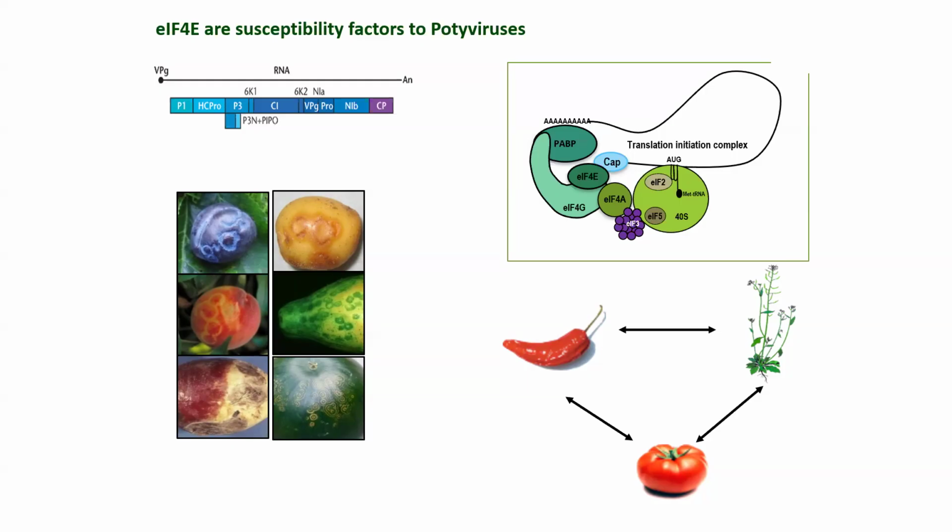So, as I said, the potyviruses need to hijack mainly eIF4E. You will see it's a protein that is shown linking to the cap of the mRNA, and they use it to perform their cycle. By looking at this mechanism in different crops, such as pepper and tomato, but also the model plant Arabidopsis, the idea is to understand how we can use those factors to design, using genome editing, resistance in other crops.